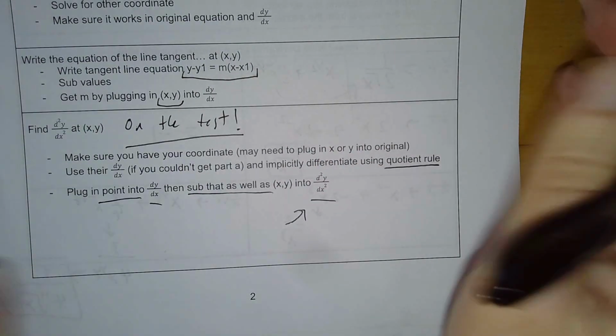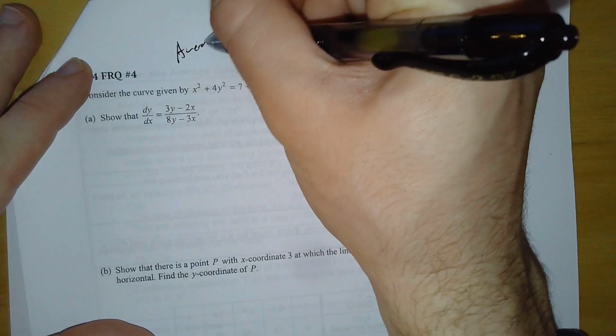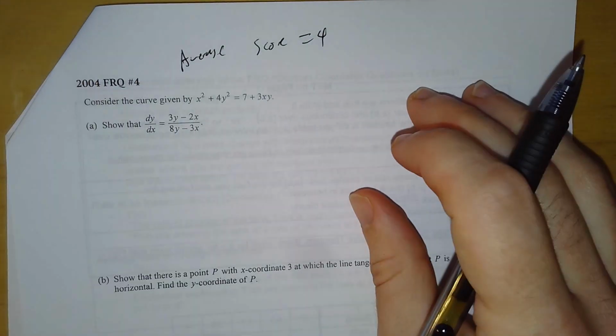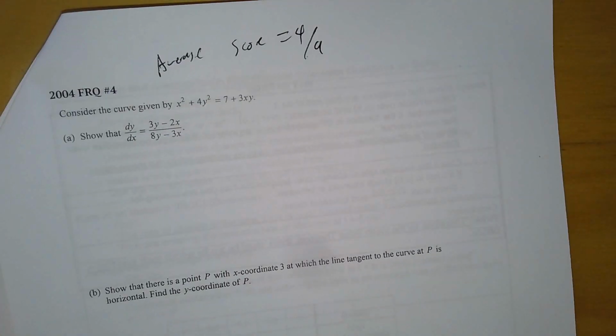Okay, let's do an example problem, because it's one thing to talk about, but it's another thing to do it. Let's do one. This is from 2004, number 4. The average score in this, by the way, was a 4 on the test out of 9, which is pretty high. That's relatively high for an FRQ problem. Usually it's around like a 3.